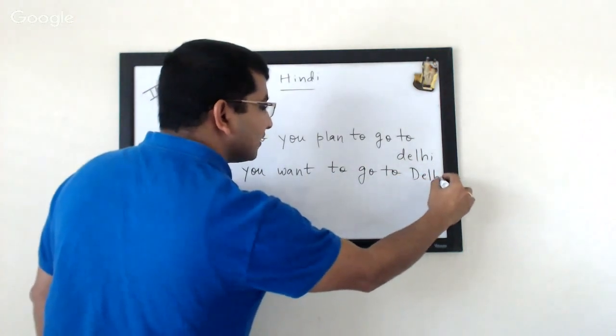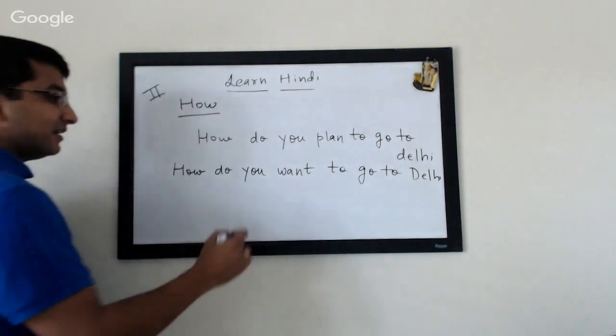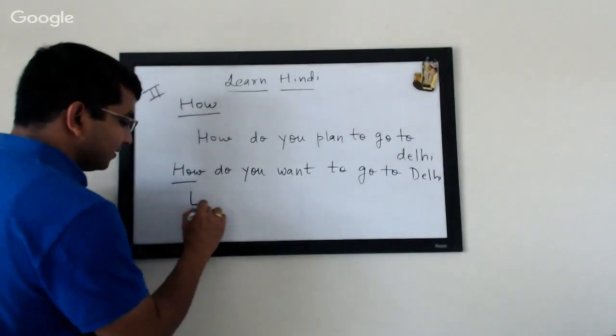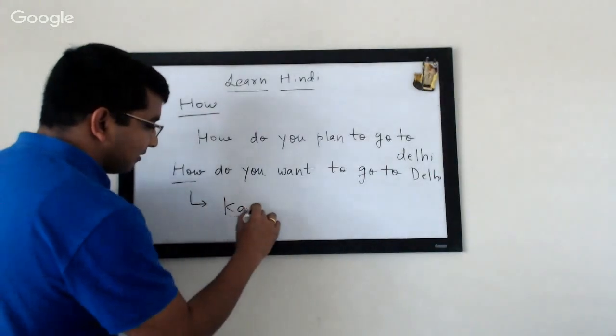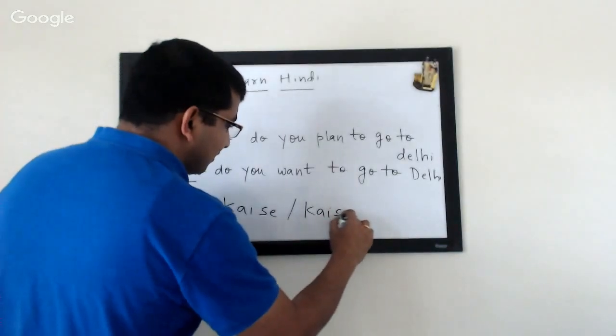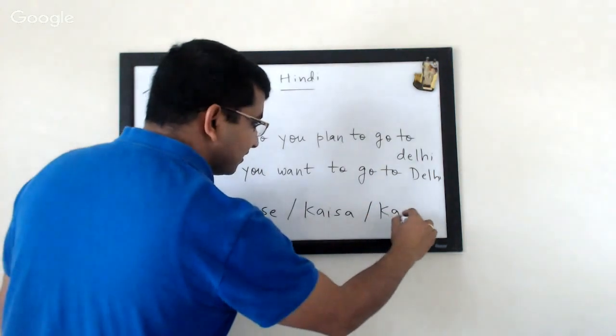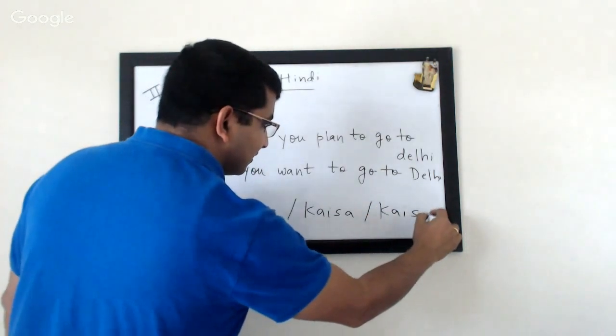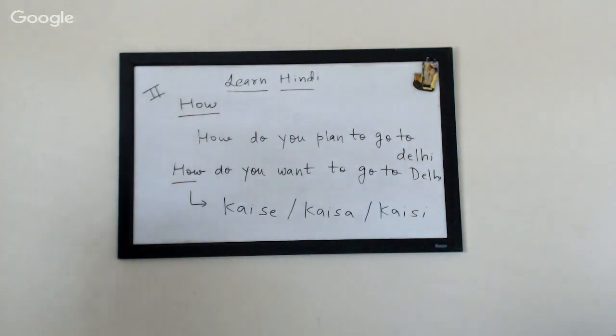How is? Kaise? Kaise, kaisa, and kaisi. Right?